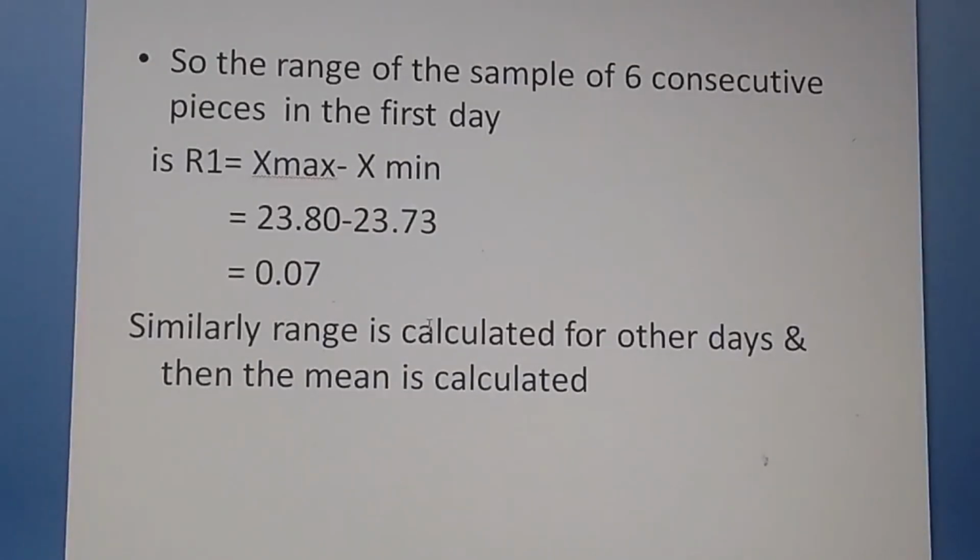In that manner, if we are given samples for a number of days, the range is calculated for the other days and the mean is also calculated like that. This is the way we should calculate the mean and the range of the samples. Let us see an example and plot the graph by determining the control limits, that is, how to determine the mean and the ranges of a number of samples and how to plot them in a graph.